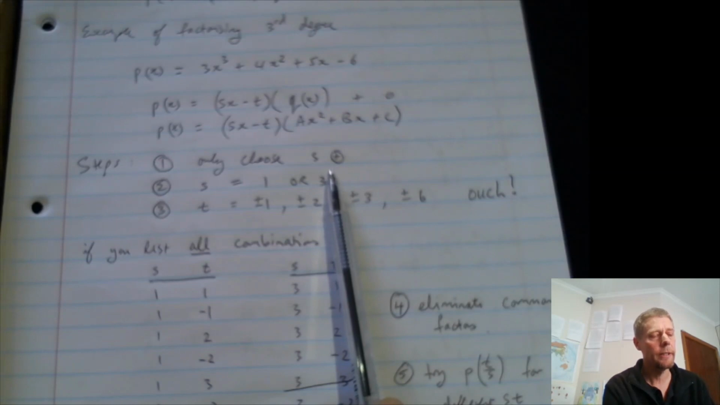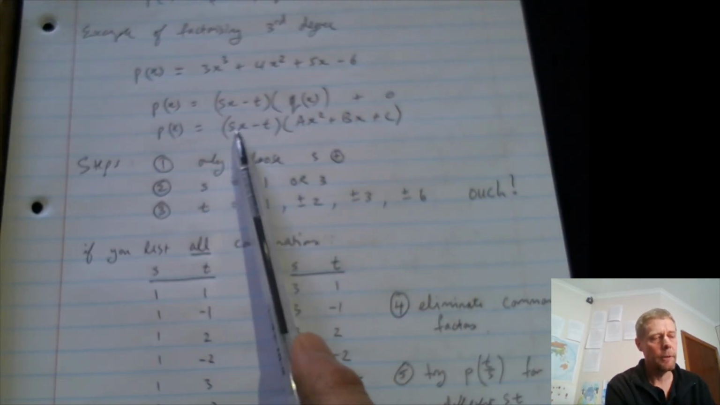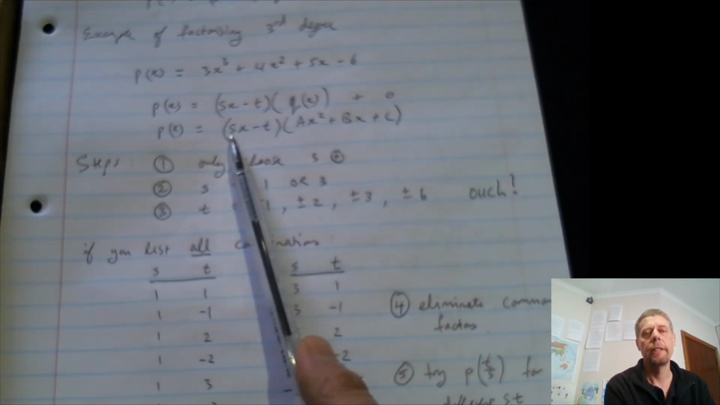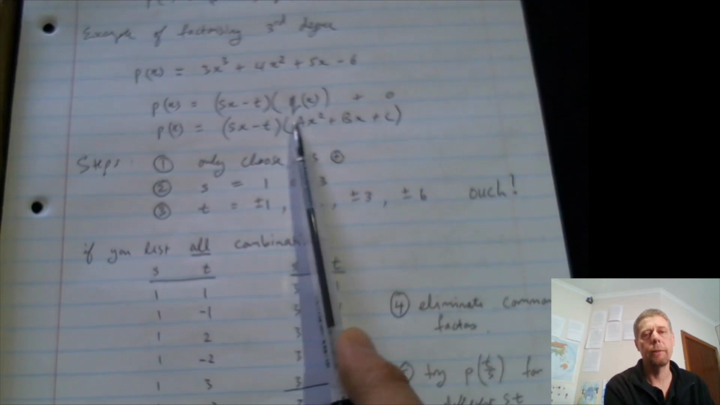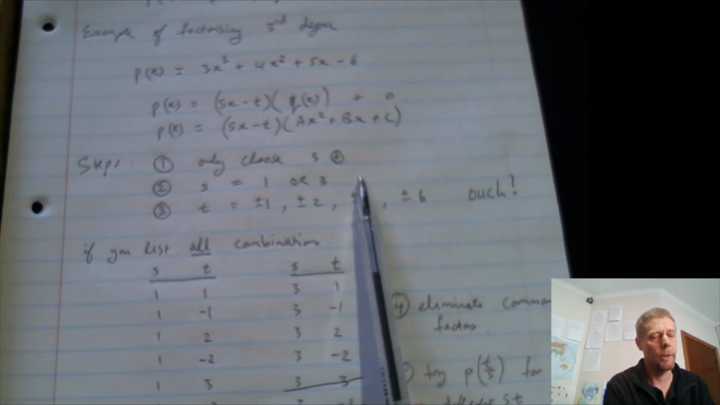In our case, the coefficient of x³ is made up of s times a. So s would have to be either 1 or 3. If s is 1, a would be 3. If s is 3, a would be 1. So s can be 1 or 3, positive.